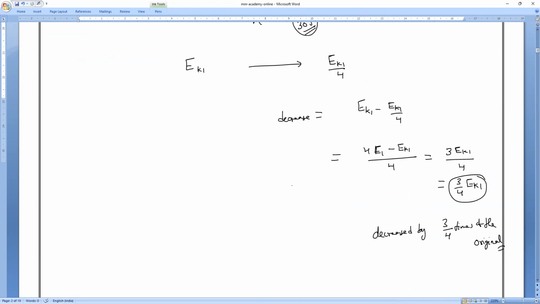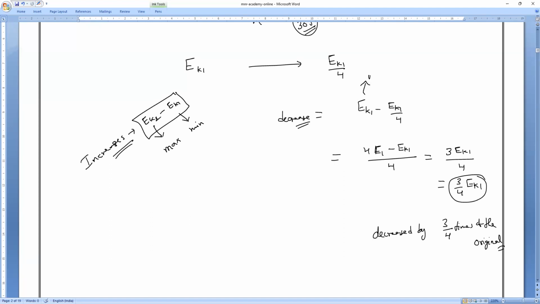Do it fast, everybody. Increases means, for example, what will happen? Final kinetic energy minus initial kinetic energy. So if you do that, you will get the increase, because increase means final will be maximum, initial will be minimum. Decrease means initial will be maximum and final will be minimum. So that is the reason you have to remember.